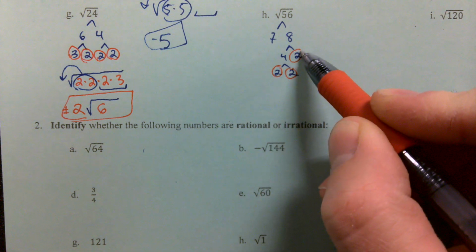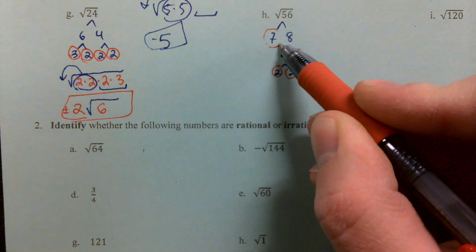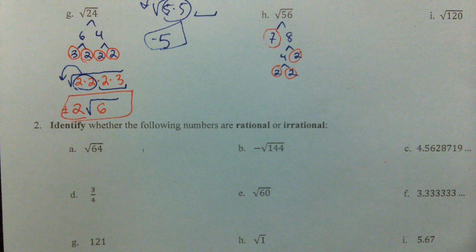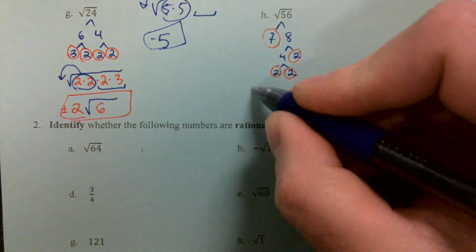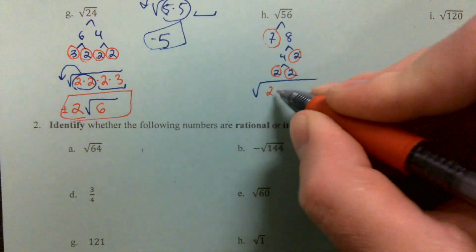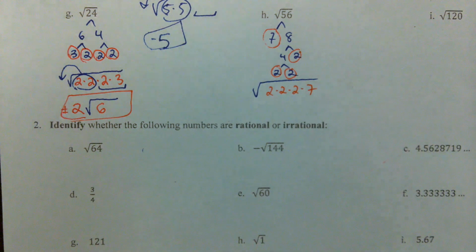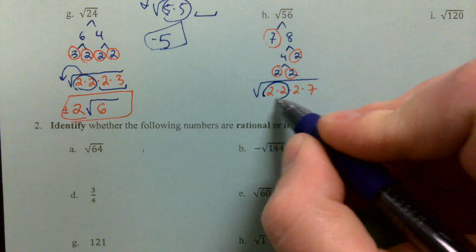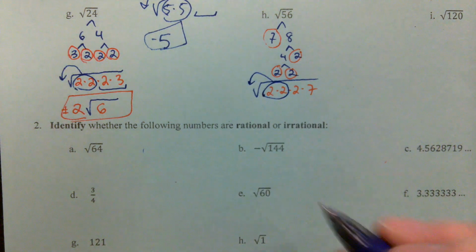I've got a 2 up here, and I cannot forget about that 7. I saw that a couple times as I was walking around. We can't forget that 7. It's a prime number as well. So I've got 2 times 2 times 2 times 7. Any pairs in there? Pair of 2's. Anything left over? 2 and 7.